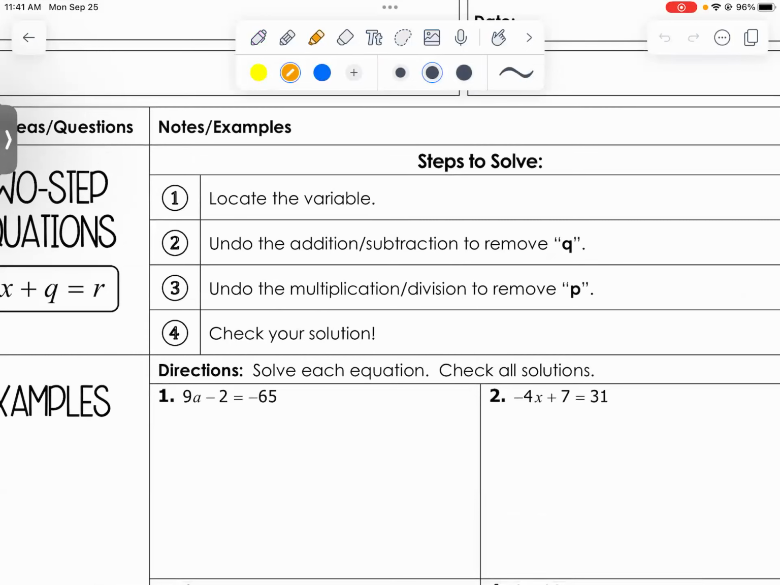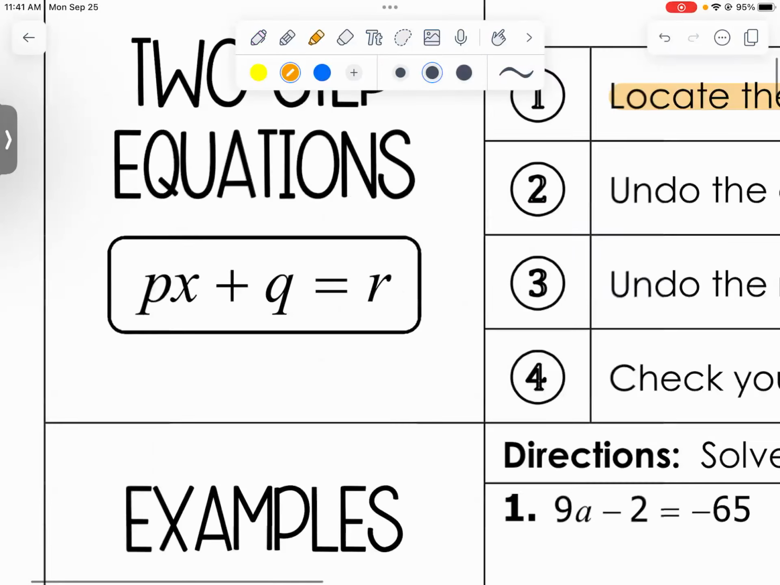All right, so the first thing we need to do is locate the variable. I'm going to suggest that you circle it, or if you want to use a highlighter and highlight it, that's fine. But we need to locate the variable. So if I'm doing this problem right here, I'll highlight or circle X.